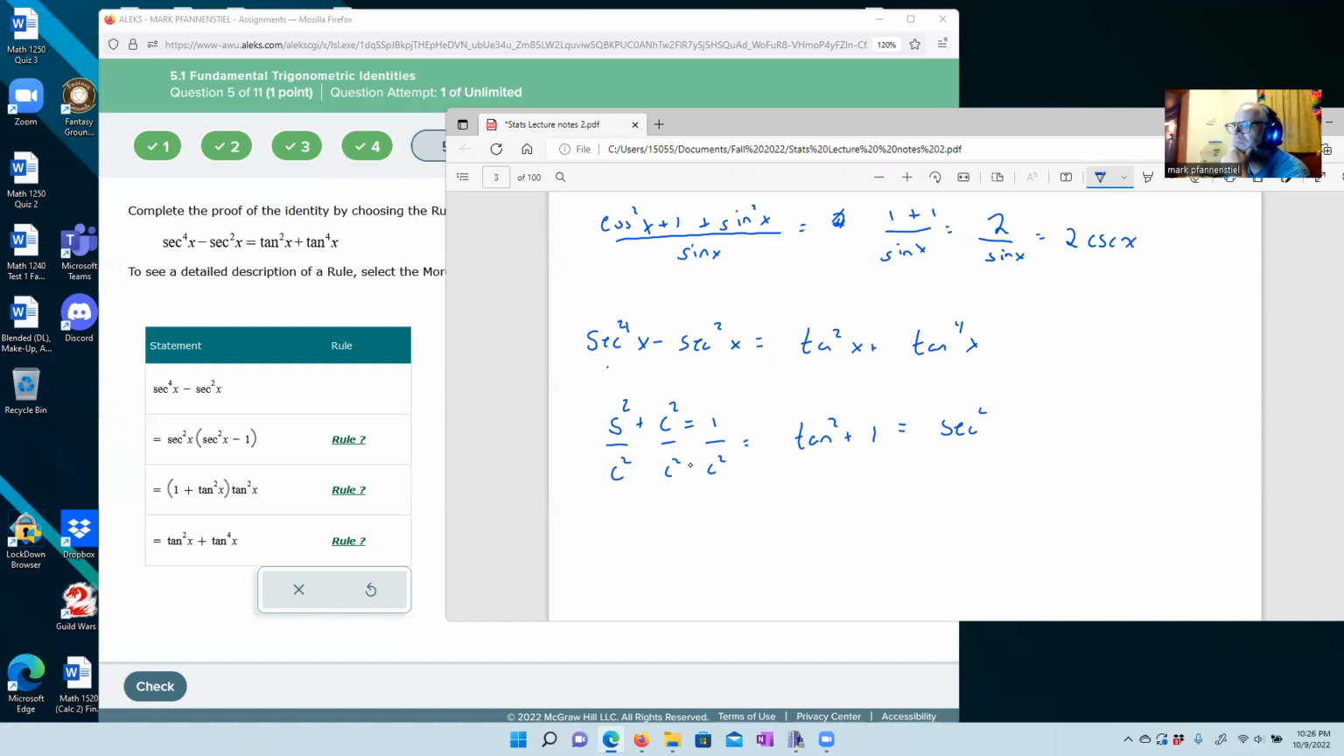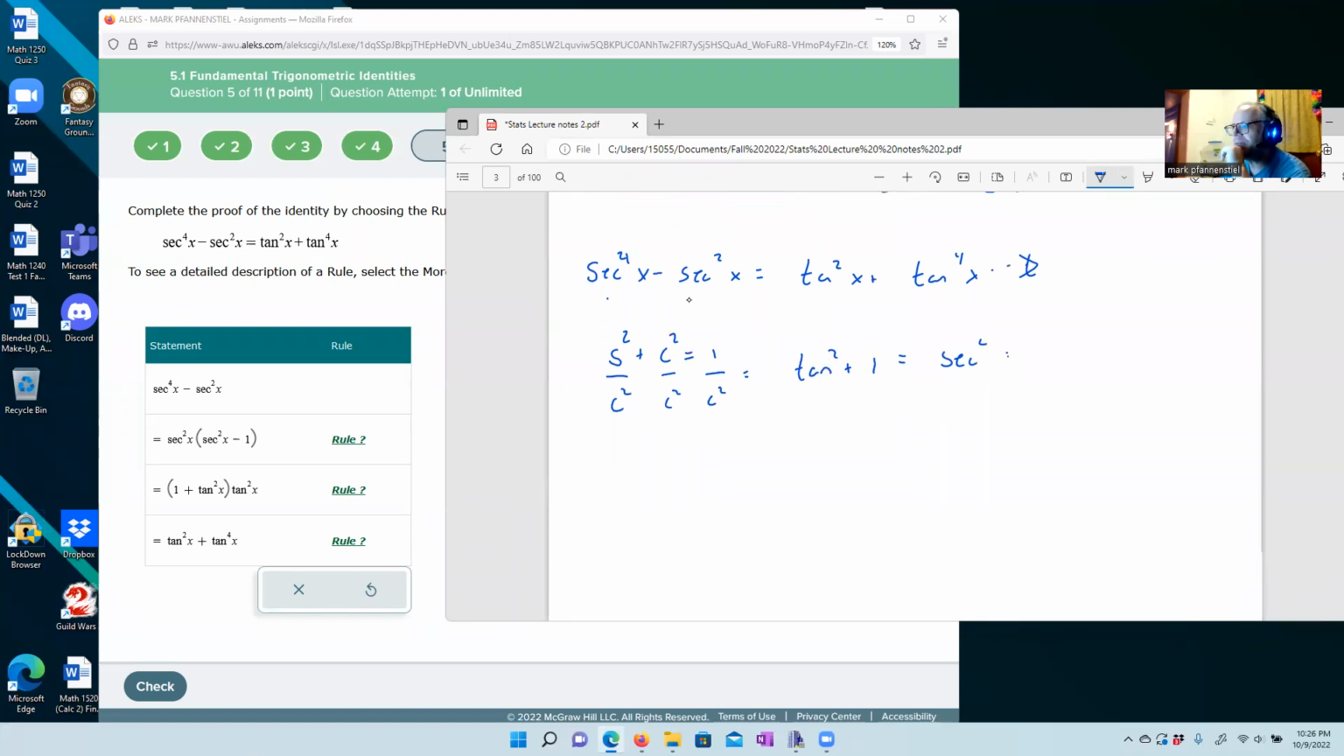My goal, though, is to look at this. I've got secant to the fourth minus secant squared is equal to tangent squared plus tangent to the fourth. So the goal is I want to aim for this side. I have a feeling that this might be useful later on. So why don't we do something like this? What's common to my left-hand side? Again, remember, we're only dealing with the left-hand side. We could also deal with the right-hand side, but we only want to deal with one of them at a time.